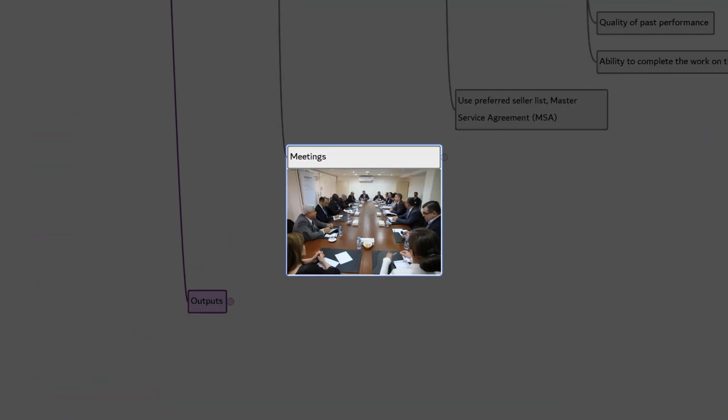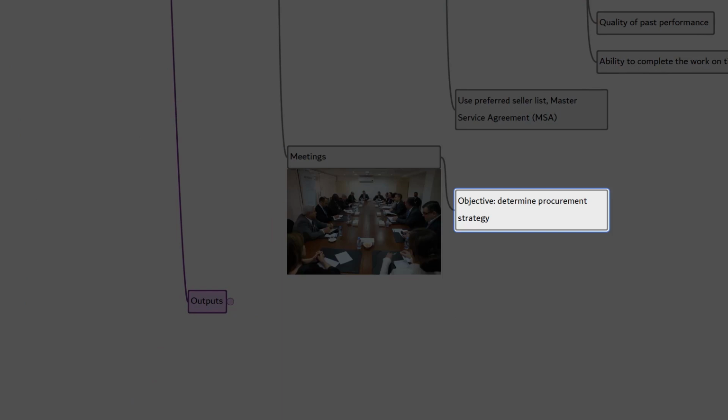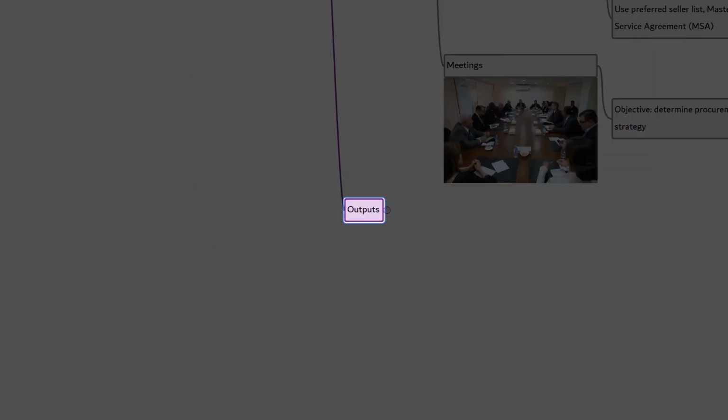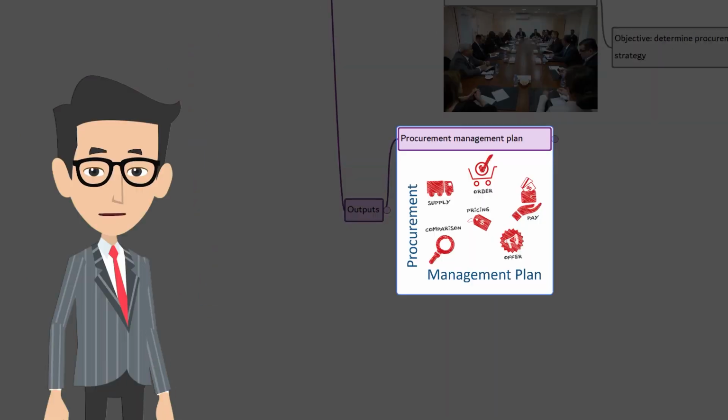The fifth one is meetings. The objective of this meeting is to determine the strategy for managing and monitoring the procurement. Let's look at the outputs. First, procurement management plan. As an output of the plan procurement management process, the procurement management plan will be created.